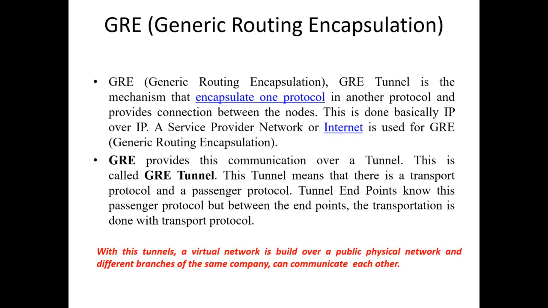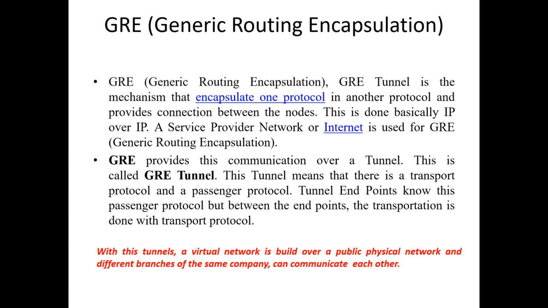Generic routing encapsulation, or GRE tunnel, is a mechanism which encapsulates one protocol into another protocol and provides connection between the nodes. Basically, it is done over IP. The main purpose of a GRE tunnel is to create a private channel between the source and the destination in the internet, that is, a public network. GRE provides this communication over a tunnel. This is called a GRE tunnel.